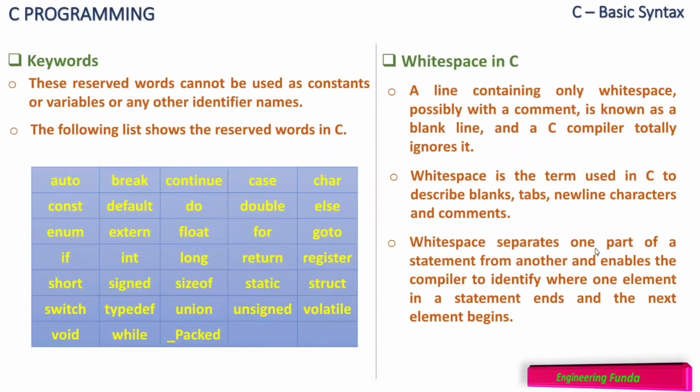White space separates one part of the statement from another and enables the compiler to identify where one element in the statement ends and the next element begins. So white spaces are very important. These are used to separate the two entities in a single statement. Therefore, in the following statement, int age, the white space between int and age separates the int and the age.